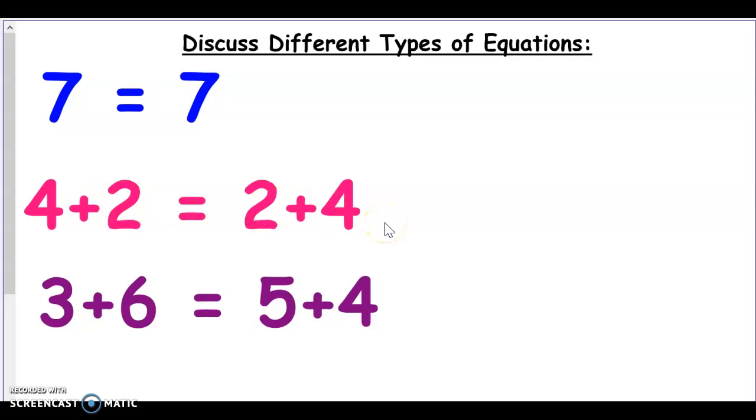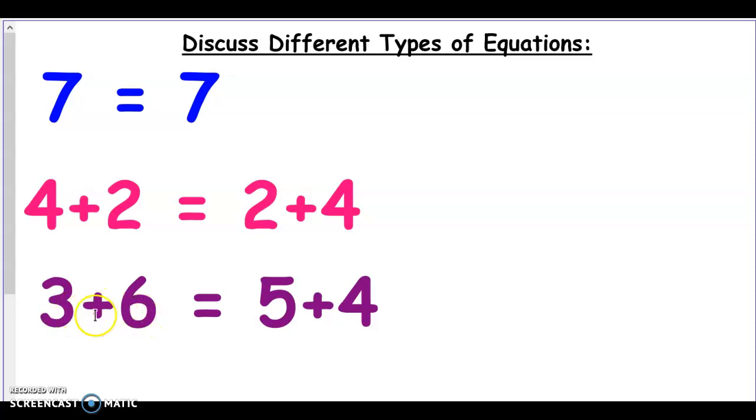As you can see, they just switched those partners. So 4 plus 2 is equal to 6, and 2 plus 4 is also equal to 6. So that is a true equation. Those are equal. Next we have 3 plus 6 equals 5 plus 4. Okay, so we have to find out, is that true?